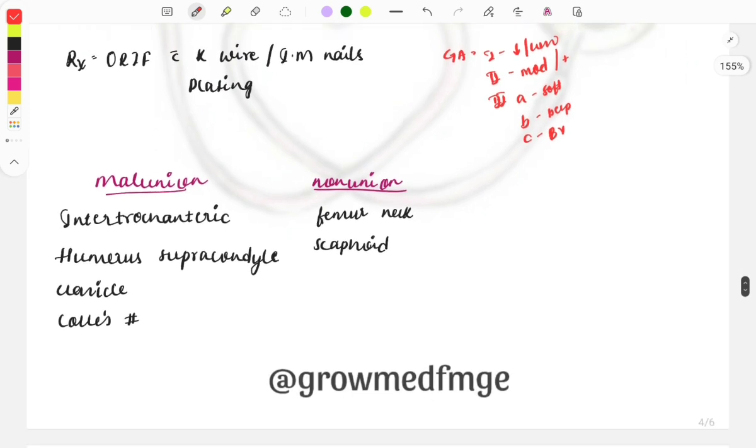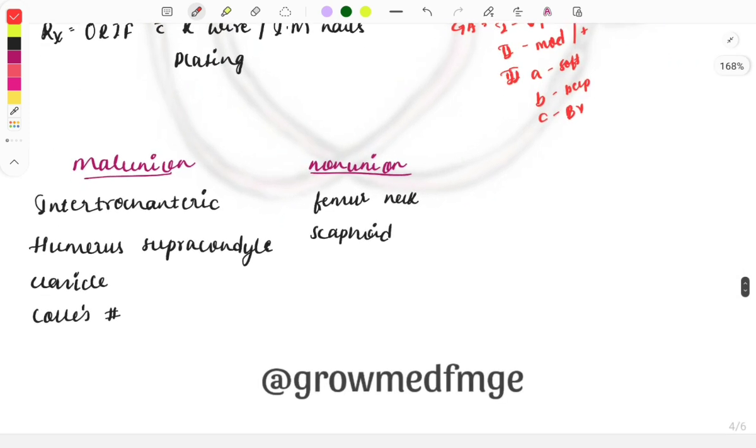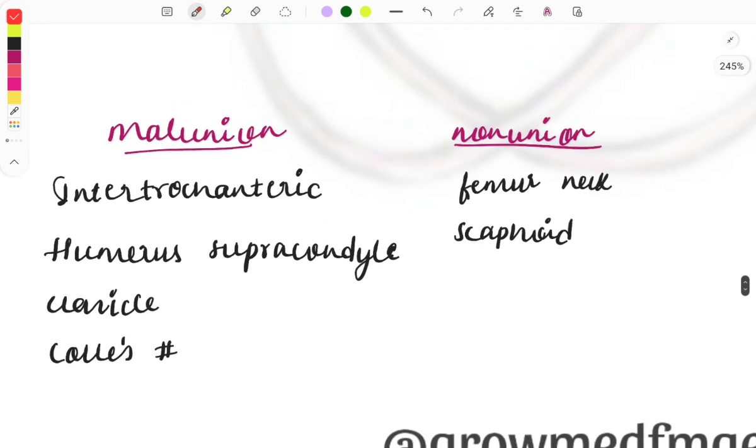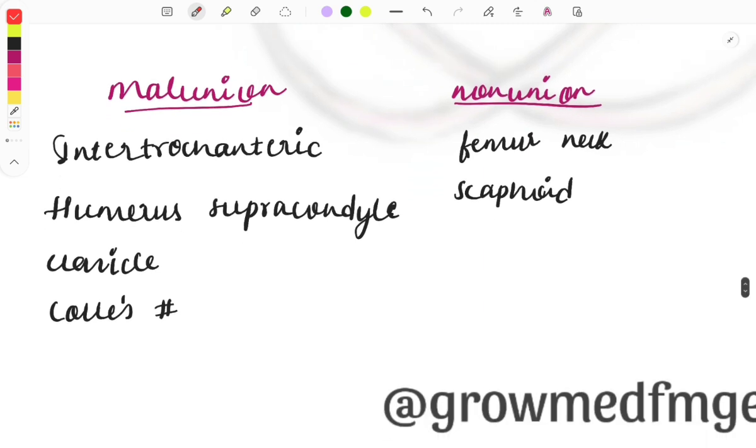Okay. Then malunion and non-union. So questions are asked like fracture of which part or which bone will cause malunion and non-union. So let's look at them.